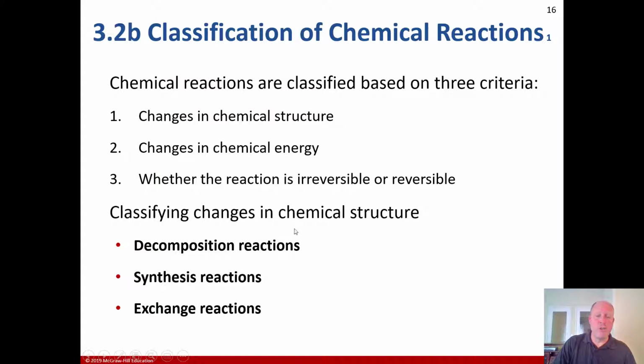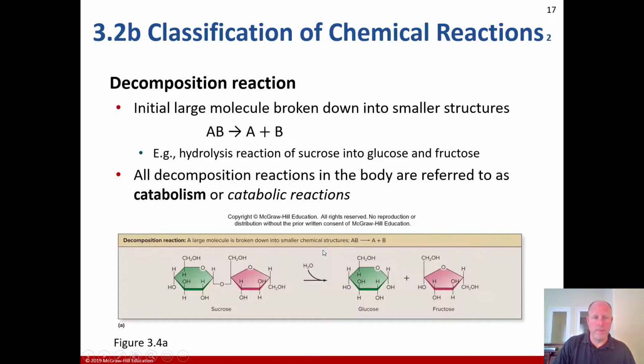Classifying these changes in chemical structure includes decomposition reactions, synthesis reactions, and exchange reactions. So starting with the decomposition reaction, the initial large molecule is broken down into smaller structures. So AB will be broken down to A and B. An example would be a hydrolysis reaction, so water breaking apart the bond of sucrose into glucose and fructose. And all decomposition reactions in the body are referred to as catabolism or catabolic reactions. So we have the sucrose molecule here, through hydrolysis, water added to the equation, so to speak, breaks apart that bond, and then you get glucose and fructose, two separate molecules.